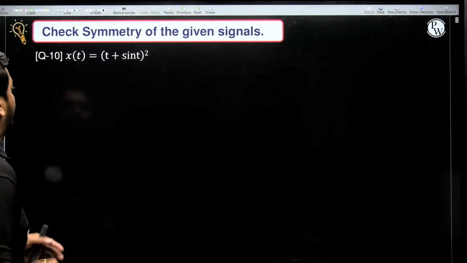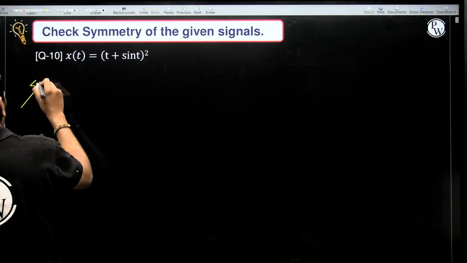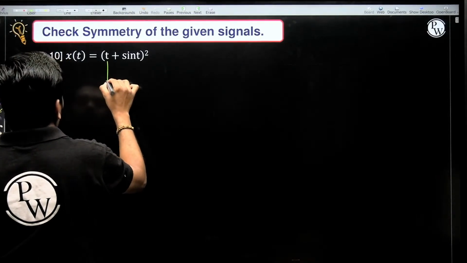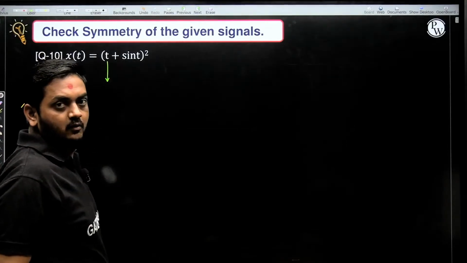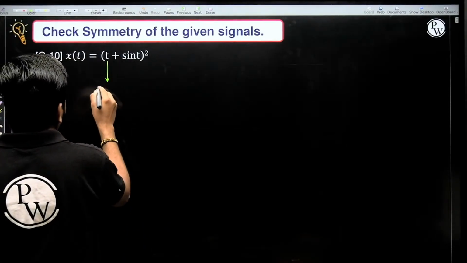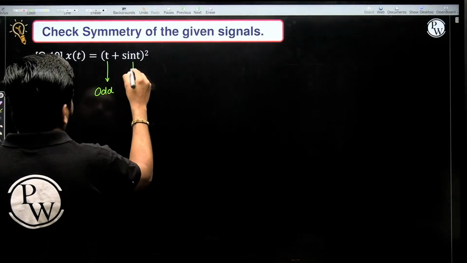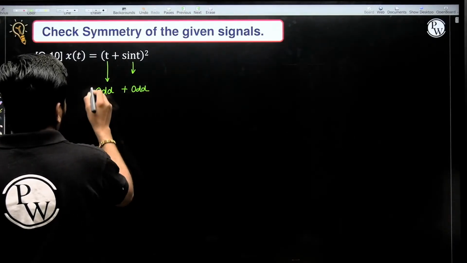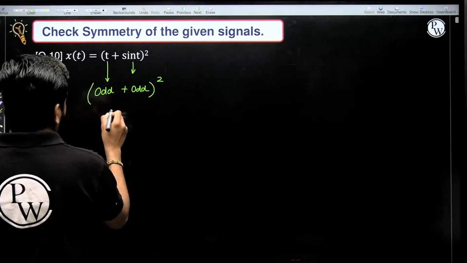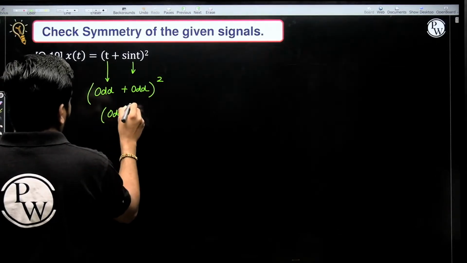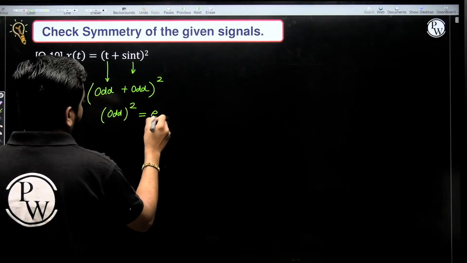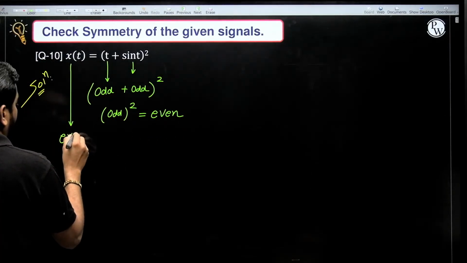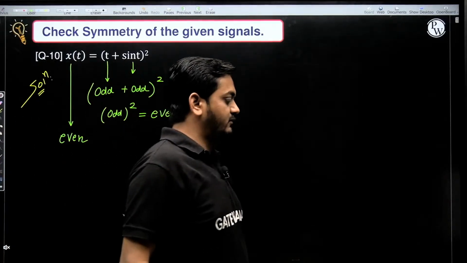Even signal. Okay. So see here, this t is what? Odd, even or neither? So t is nothing but an odd signal. This is also odd. Sin t is also odd. So odd plus odd whole square. So odd plus odd is nothing but odd, and the square of odd is nothing but an even signal. Right? So x of t will be an even signal. Very good. Fine.